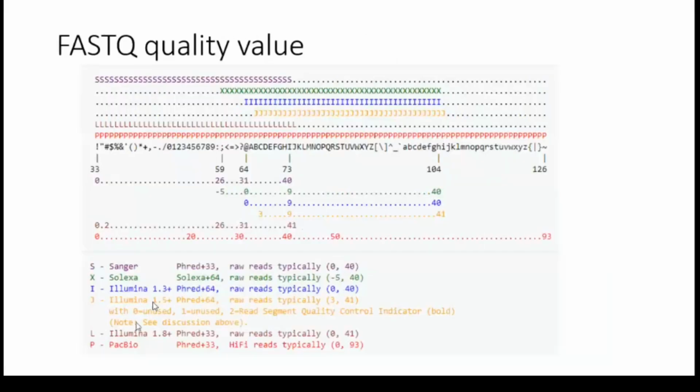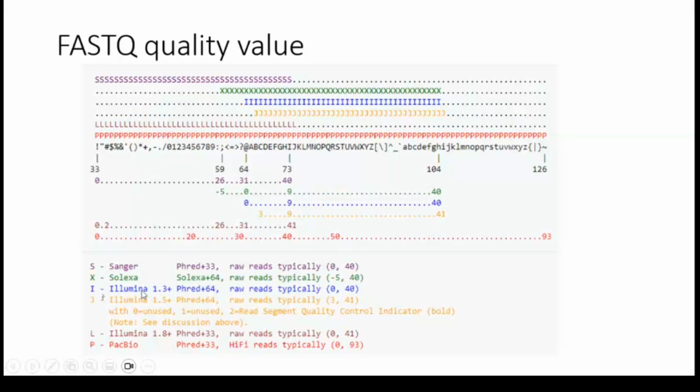Right. So how are the Phred quality values interpreted? There are different types of encodings available. Like Sanger, see, Sanger is Phred plus 33. Raw reads are typically 0 to 40, so 99.9% accuracy. Solexa is minus 5 to 40, right? So 99.9% accuracy here. The other reads also have different encodings. So what do these encodings mean here?